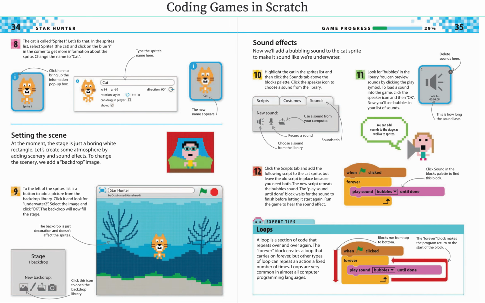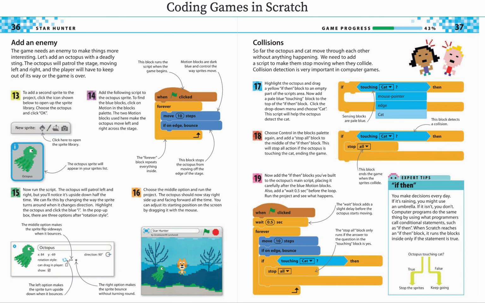You need to set the scene. By setting the scene, you just pick a background, drop down a backdrop image from the images, and then you can add sound effects. You can do loops to play, and then you can add an enemy. The game needs an enemy to make sure that more interesting things are happening. So you can add the octopus, right? And for the octopus, you can do things like if on edge, bounce, that repeats it.